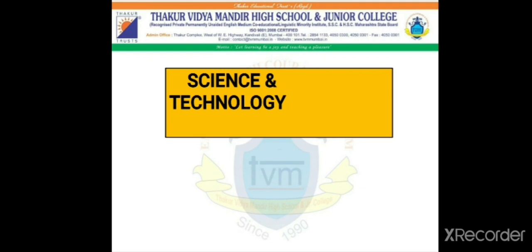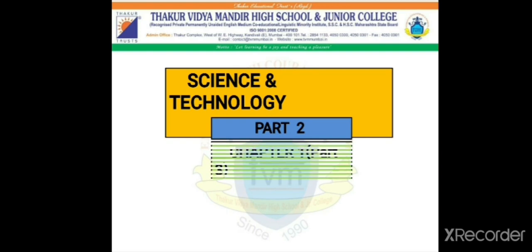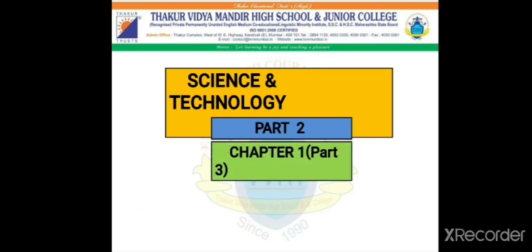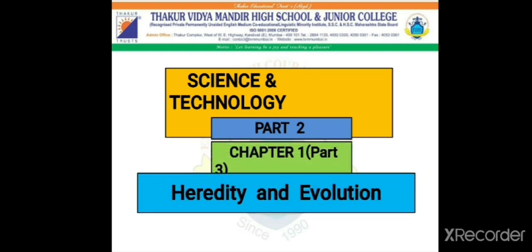Today we are going to see the chapter from Science and Technology part 2. Chapter number 1, Heredity and Evolution.